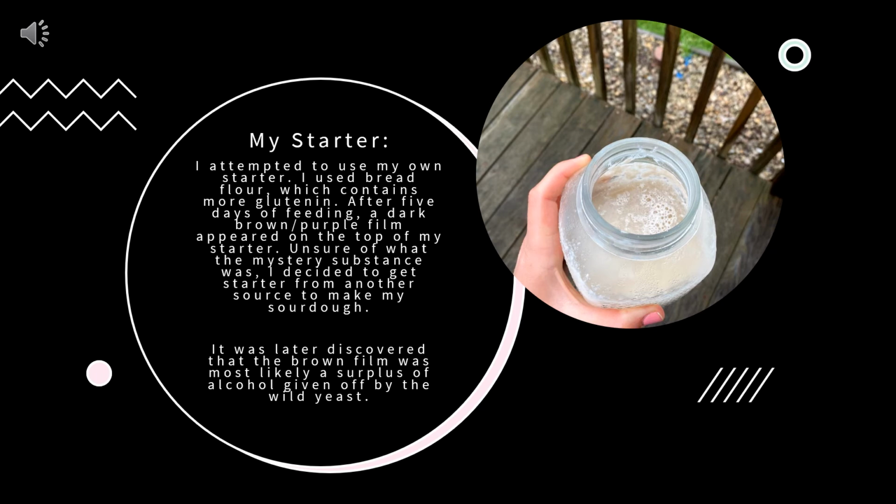It turned into a liquid later. I was really unsure of what it was, so I decided it'd be much safer to get a starter from another source to make my actual sourdough. I later discovered that this was just an excess of alcohol, which is given off by wild yeast. It wouldn't have harmed the starter at all. I would have just had to mix it in.